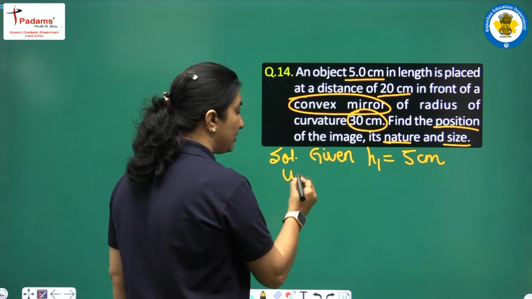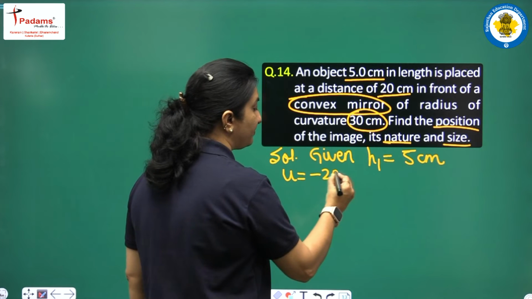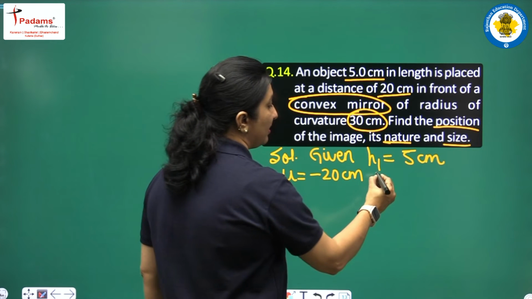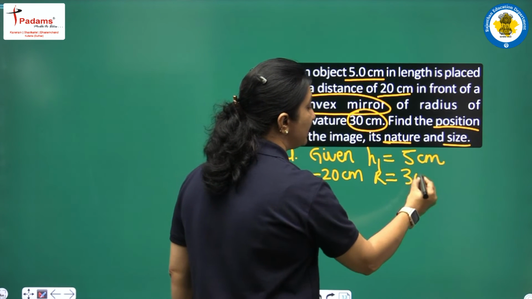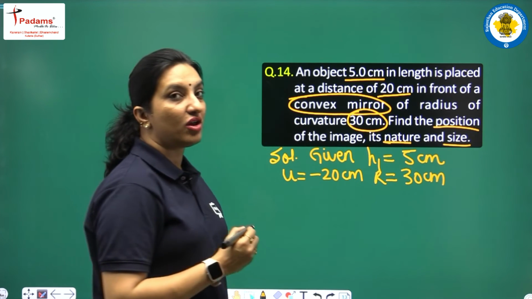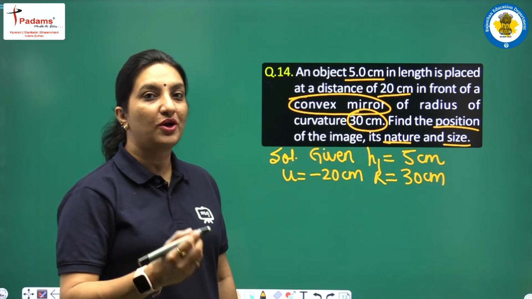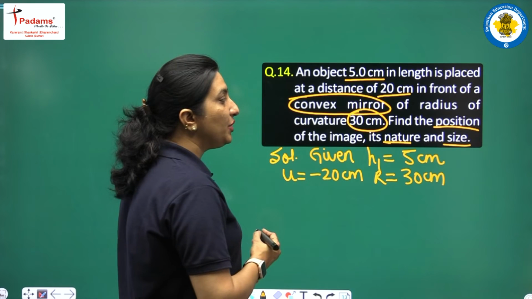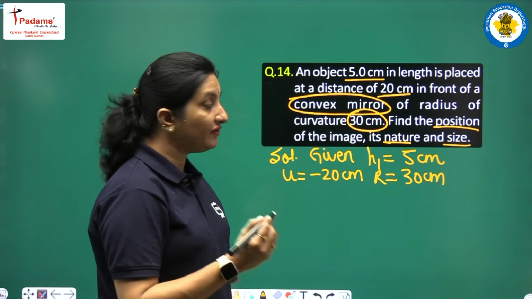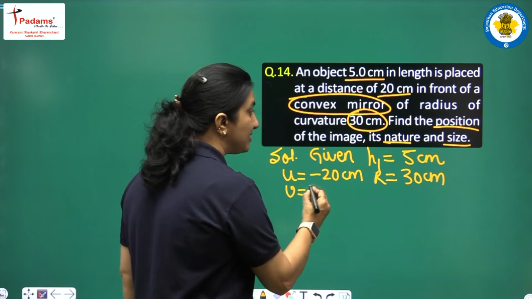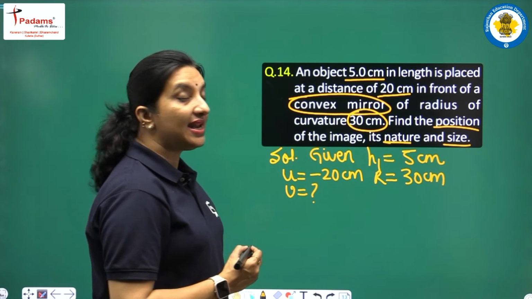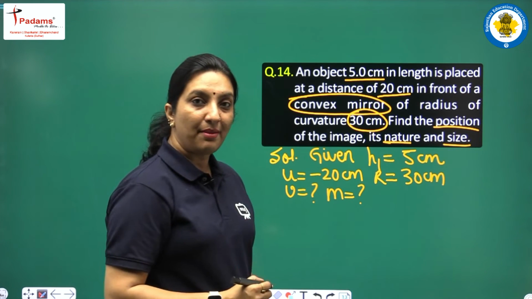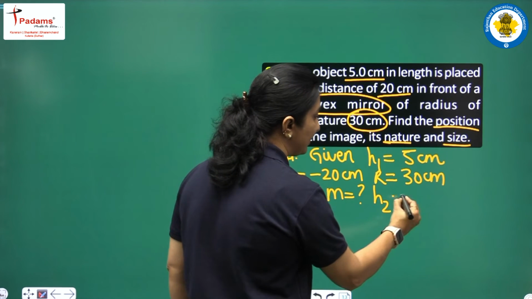So here students, u will become negative 20 centimeters and the radius of curvature is given as 30 centimeters, and the radius of curvature for a convex mirror is going to be positive because the center of curvature is on the right hand side of the mirror. Now here what we need to calculate is the position of the image, that is V, and its nature and size. In order to calculate nature, we need to calculate M, and for size we need to calculate H2.